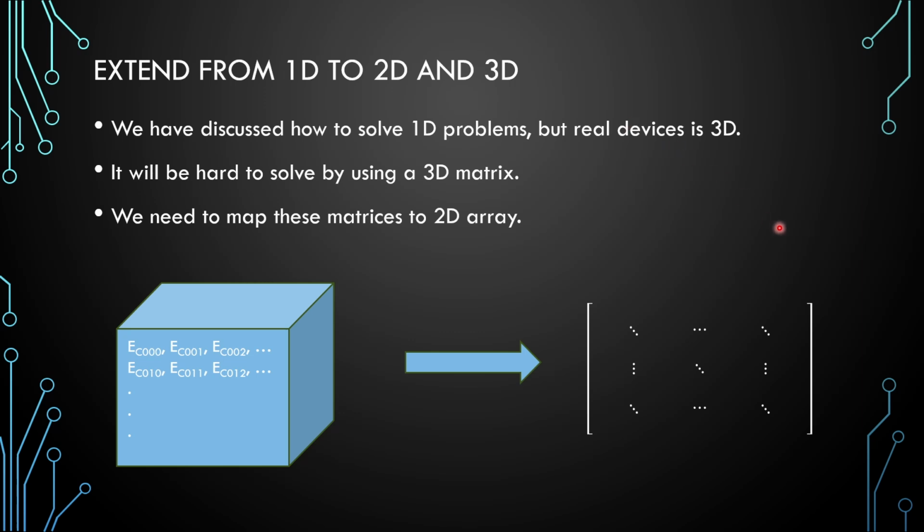So far, we have discussed how to solve 1D problems, but real devices are 3D. However, it is very hard for us to directly use a 3D matrix to solve it. Therefore, we need to map those matrices into a 2D array.